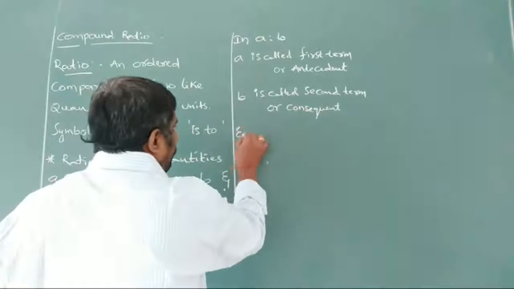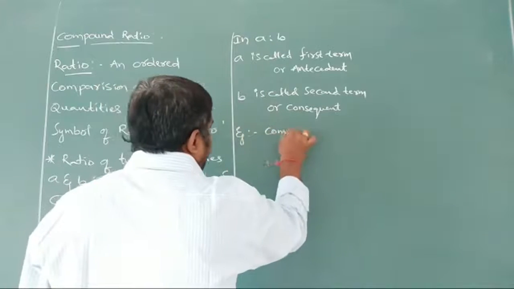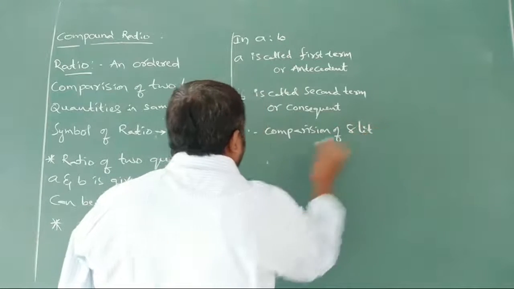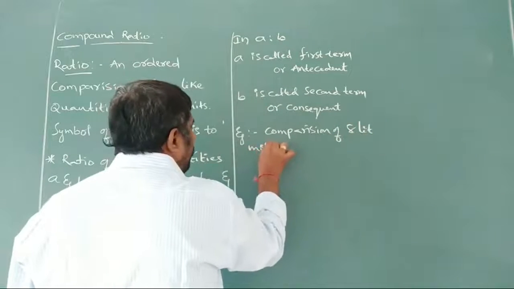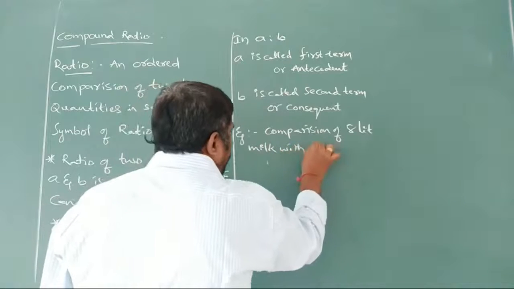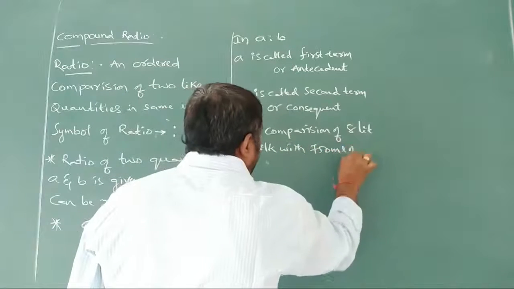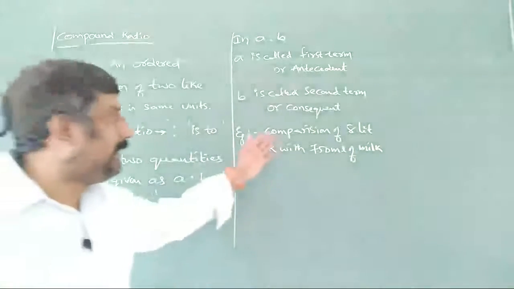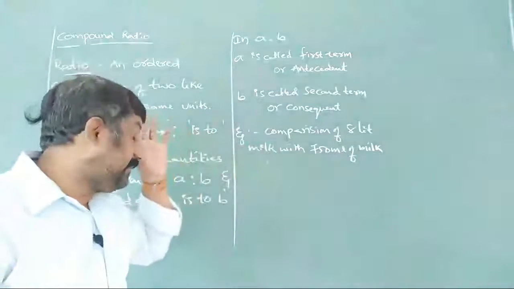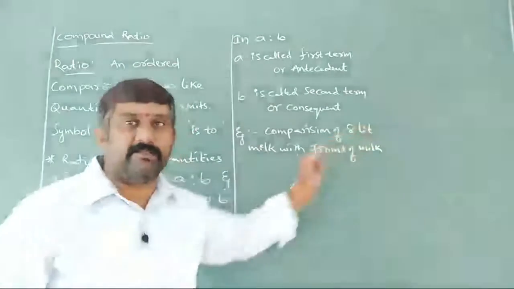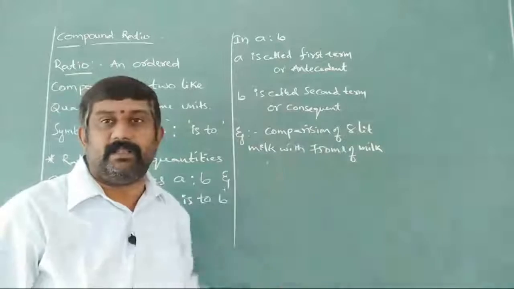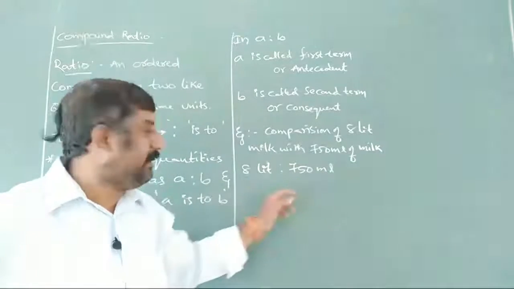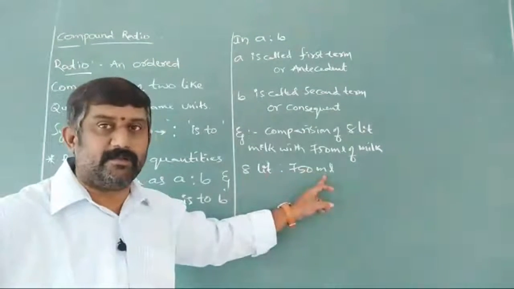Now just now we discussed an example here. Comparison of 8-liter milk with 750 milliliters of milk. Of course, both are milk only, liquids only. But the thing is the units: we have 8 liters and 750 milliliters. So you get 8 liter is to 750 milliliter. But we can't do it directly here. Why? Because this is in liters and this is in milliliters.